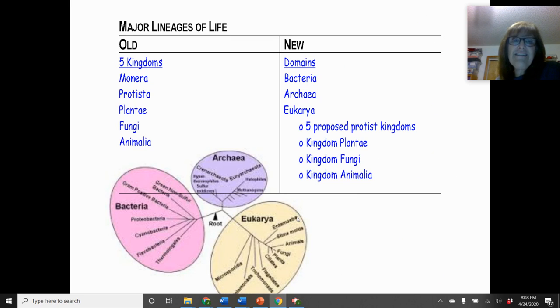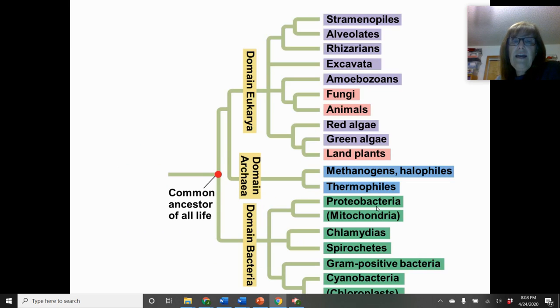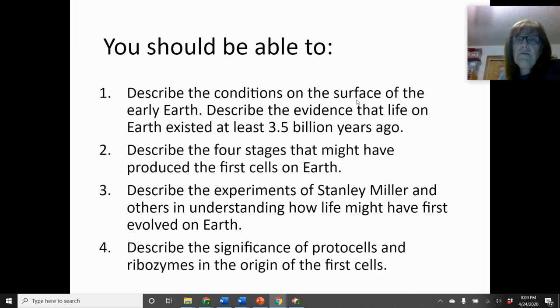We've already talked about those 5 original kingdoms. We've talked about the splitting up now of those 3 domains and then the kingdoms within those domains. So make sure you know them, okay? And then we've gone over the common ancestor. And like I said, we're going to be working our way through these various kingdoms and talking about some of the species within these kingdoms.